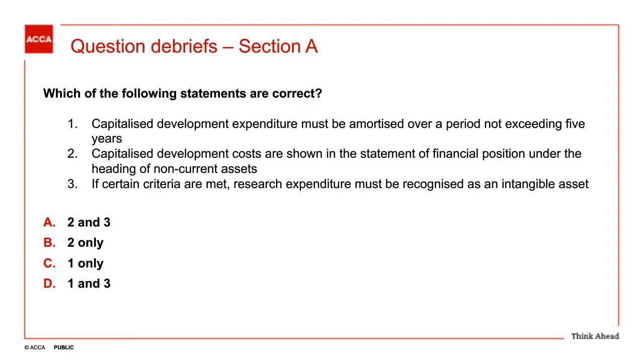Okay, if certain criteria are met, research expenditure must be recognised as an intangible asset. Well, here we're back to the difference between research and development, aren't we, guys? So when a company is doing R&D or research and development, the research aspect of it would always be expensed. The development aspect could be capitalised. So no, 3 doesn't ring true. So summarising where I am, the answer I like is 2. And if I look at my options, there's B and there is 2 only.